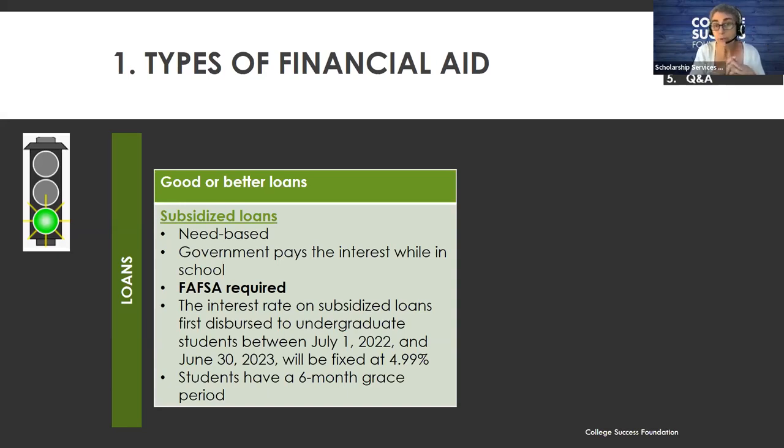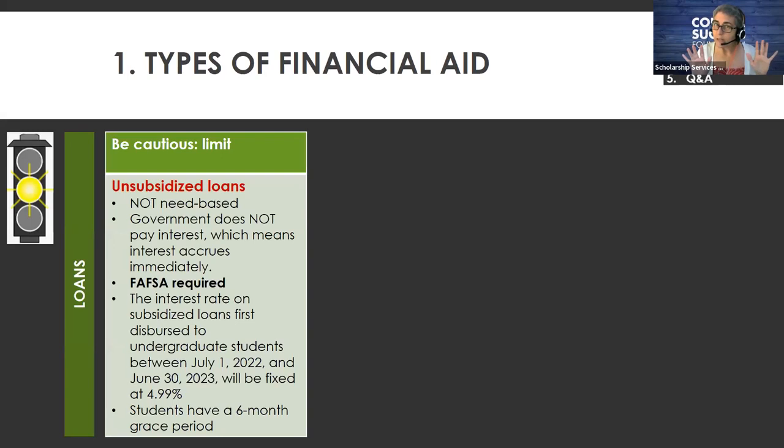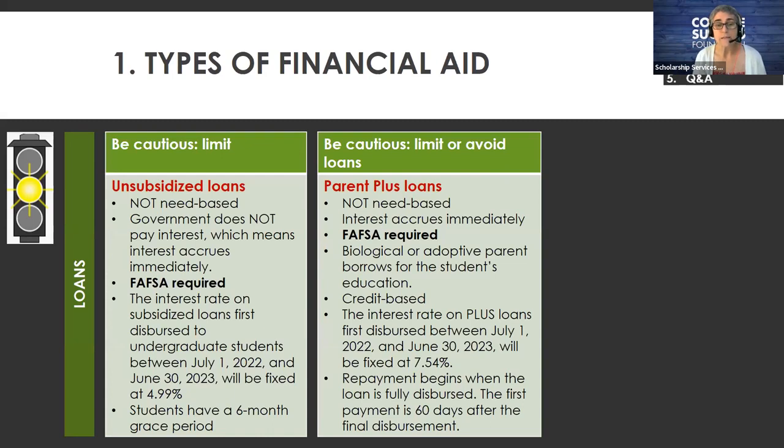Again, this is the best possible option for loans. The next one we want to cover with a little bit of a yellow light and say, okay, they're kind of okay, but you should really limit them, is the unsubsidized loan. The unsubsidized loan is not need-based.